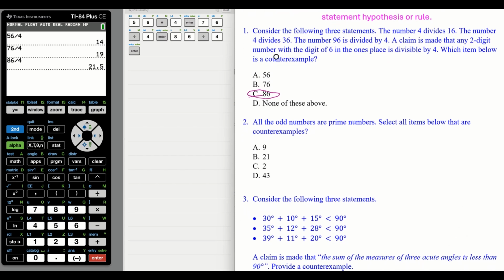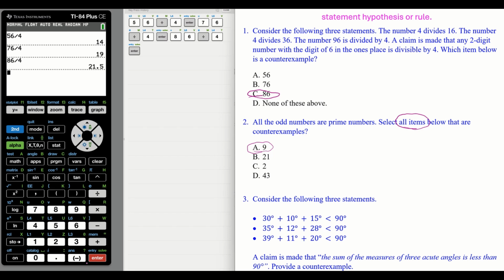Okay, we'll move up. This is an interesting statement. Number 2 says all the odd numbers are prime. Are they? Select all the items below that are counterexamples. It says all items, so that's telling me there's more than one thing here I need to select. Number 9. That's odd, but is it prime? No, 3 times 3 is 9. That is composite. So that's a counterexample.